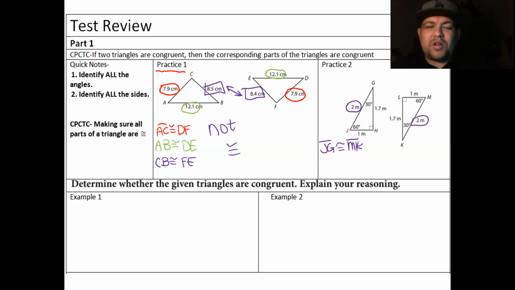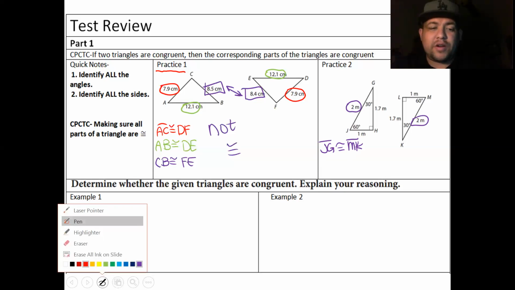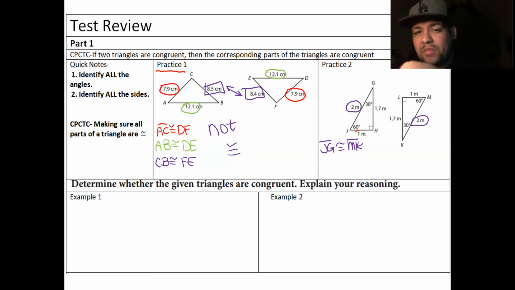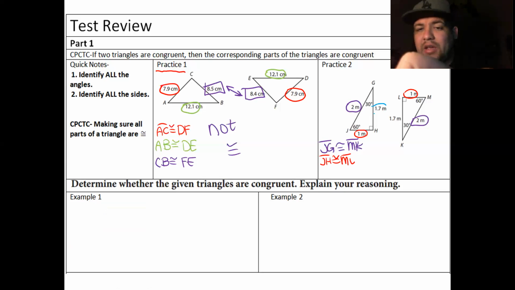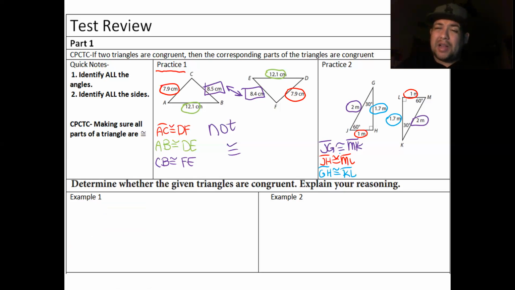We also want to be able to say the other parts are congruent. So if I go back and look at the bottom leg, JH should be congruent to ML. We're going to be okay with that. And then we want to see the other side, which is the medium leg, which is GH is congruent to KL. So we did the side portions of them.